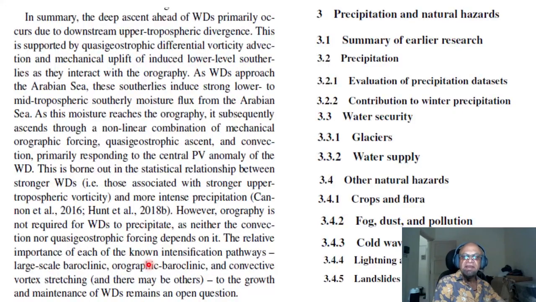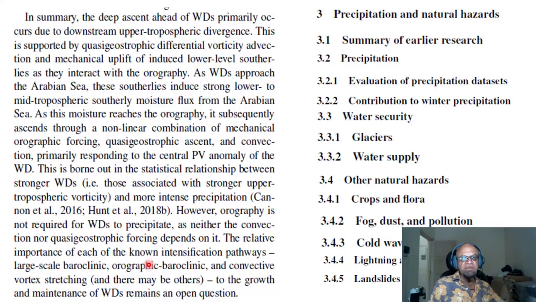Okay, so the idea of the structure, life cycle, and dynamics, thermodynamics of WDs is, in summary, the deep ascent ahead of WDs primarily occurs due to downstream upper tropospheric divergence. So upper level divergence is forcing low level convergence, and then clouds, etc. This is supported by quasi-geostrophic differential vorticity advection and mechanical uplift of induced lower level southerlies as they interact with the orography.